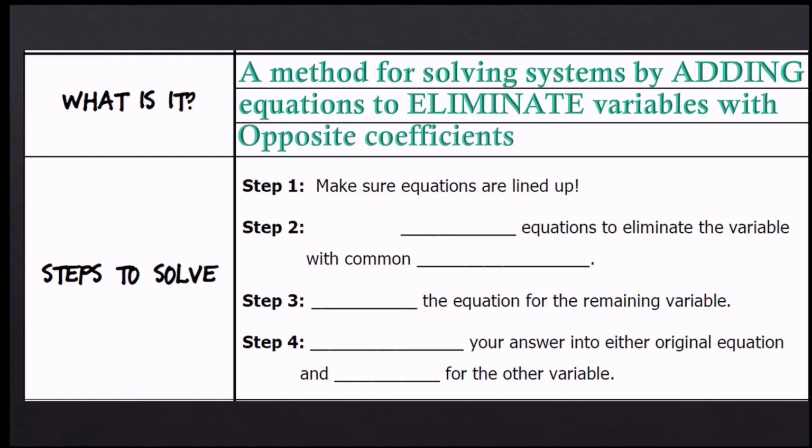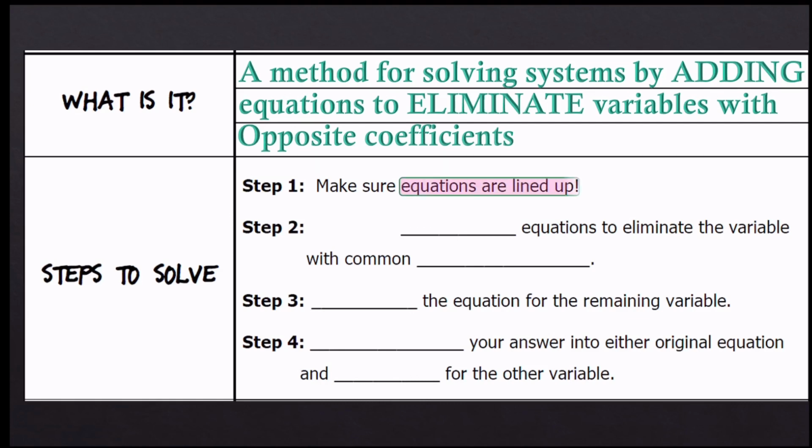Now, what you have to understand is the variables you're going to eliminate have to have opposite coefficients. So like the opposite of 5 is negative 5, okay? So how do we do this? Well, step one, we have to make sure the equations are lined up. So if x is on the left side of one, x has to be on the left side of the other. If y is on the left, y has to be on the left. They have to be on the same side of the equal sign, and they have to be lined up.